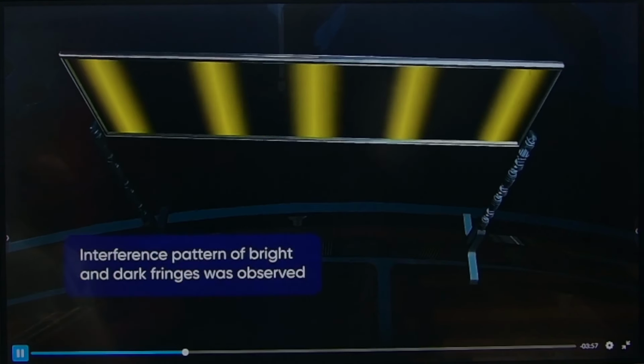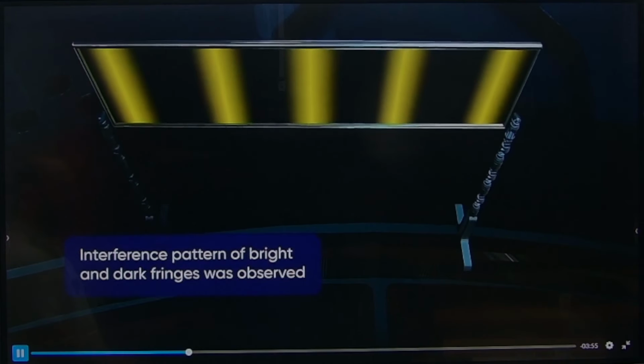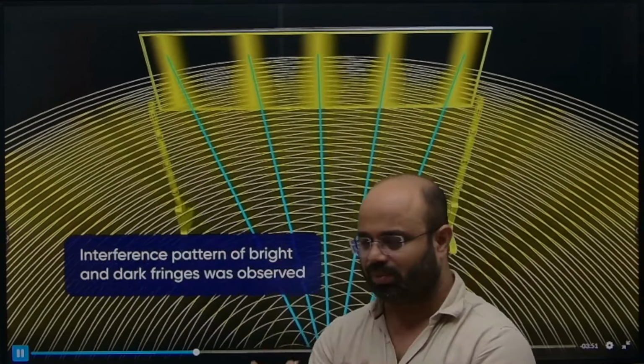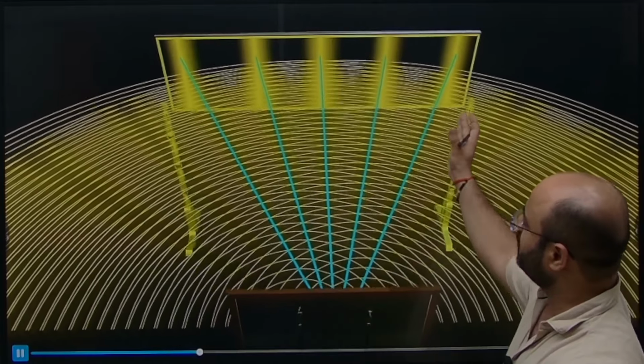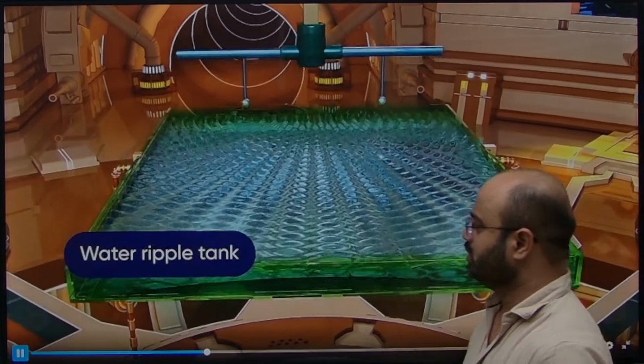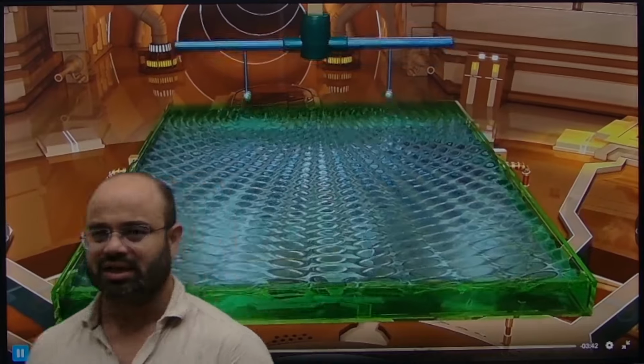So what is the interference pattern that was obtained? When Thomas Young passed the light through two small slits, this kind of arrangement was obtained. It became bright, dark, bright, dark, bright, dark. So we are going to understand how does it happen.